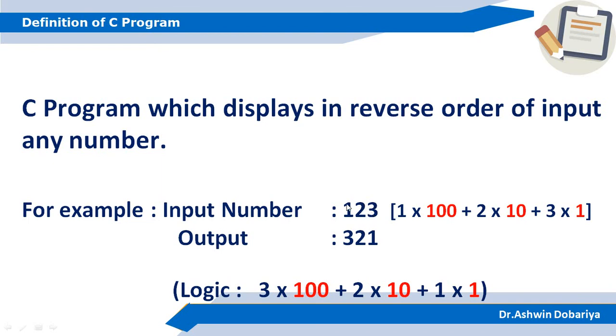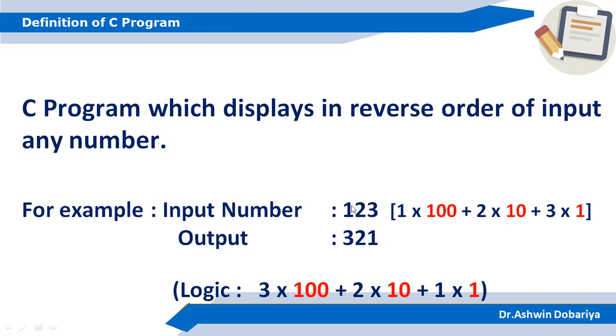So when we want to convert in reverse, what do we have to do? First we have to separate these digits. As we discussed in our previous video, how we can separate digits from a whole number, one common logic is that if we divide any number by 10, the remainder is always the last digit. That is one of the logics.